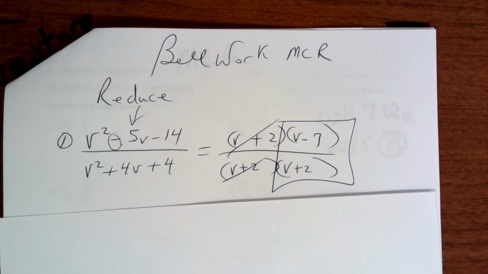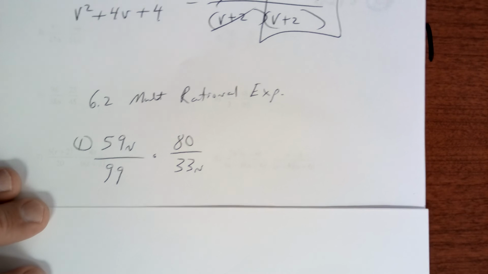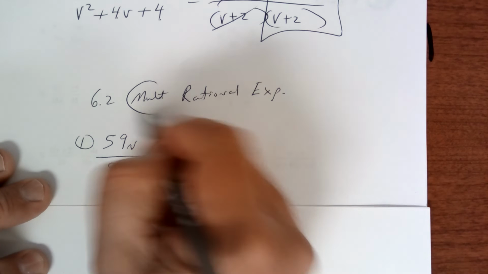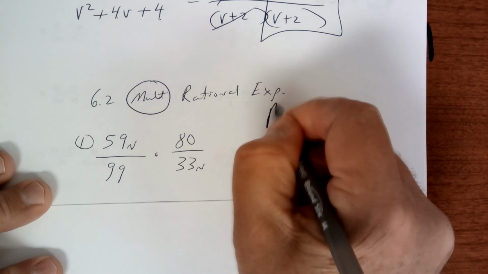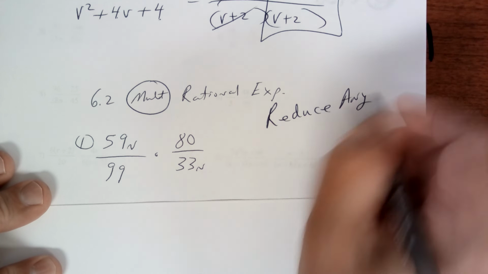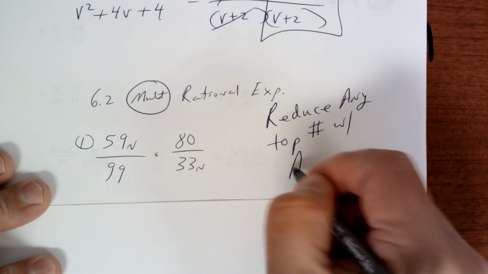Let's talk about today's work. Copy down this one right here on a new sheet of paper. All right, when you multiply, you can reduce any top number. Write this down. Any top number with any bottom number.